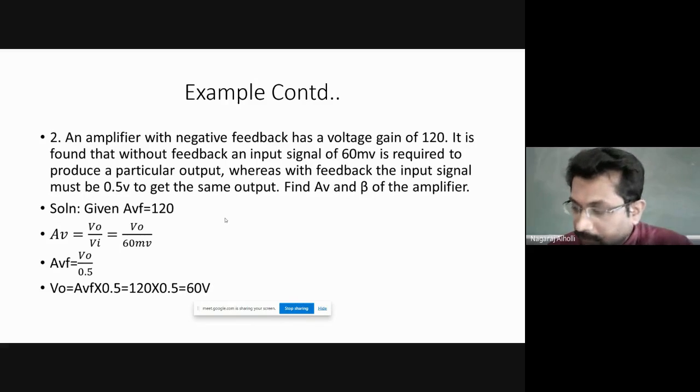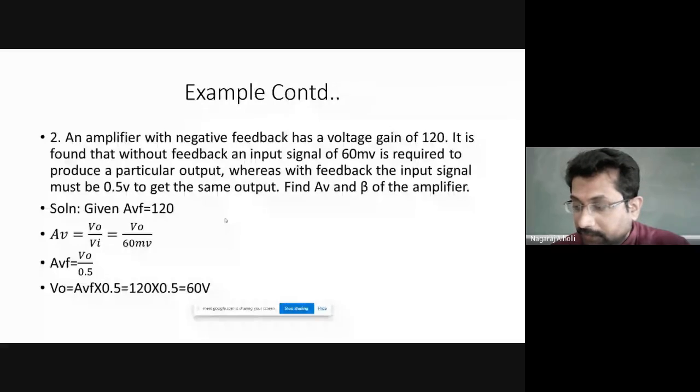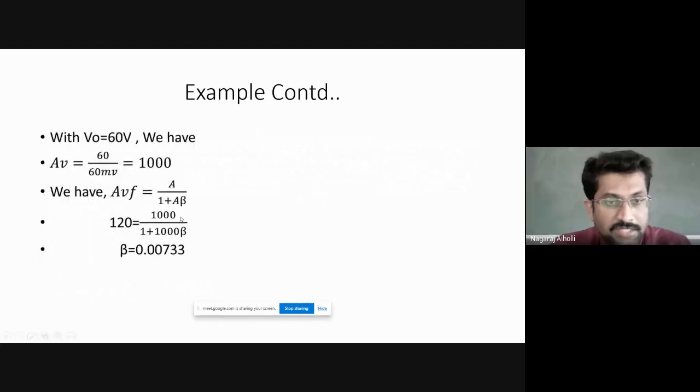How much are you getting the beta value? It's a simple simplification. 120 is equal to, in the numerator there is 1000, in the denominator 1 plus 1000 beta. AVF is equal to A divided by 1 plus A beta is the formula. How much beta value are you getting? Answer. 1000, sir. No. Beta value, beta. 120 is equal to 1000 divided by 1 plus 1000 beta. The formula is this. Find the value of beta.